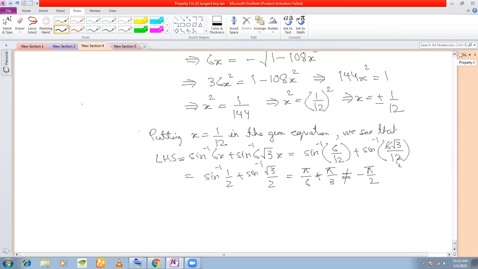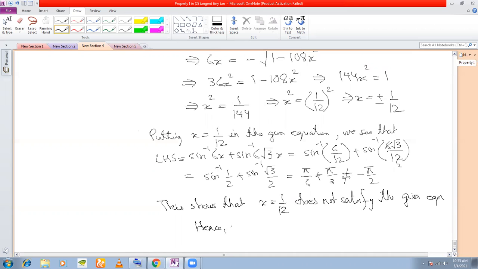Isn't it? So this shows that x is equal to 1 by 12 does not satisfy the given equation, because the right hand side of the given equation was minus pi by 2. Does not satisfy the given equation. Hence, you have x is equal to simply minus 1 by 12 as the required solution. Is this problem understood? Yes, I'll stop here. Tell me, is this problem understood?